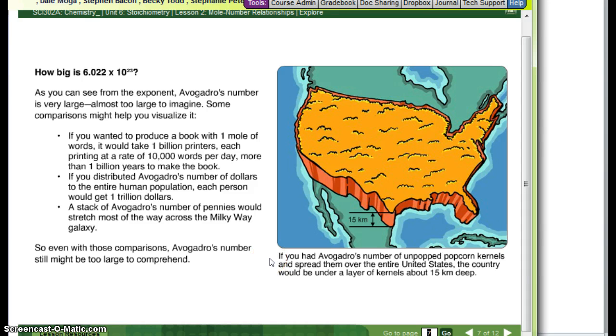If you had Avogadro's number of unpopped popcorn kernels and spread them over the entire United States, the country would be under a layer of kernels about 15 kilometers or about 10 miles deep. 10 miles of popcorn kernels. Okay, so this number is crazy, crazy huge. And then, okay, so we talked about how huge these are. Now remember, how big did we say if I had a mole of carbon atoms? So these crazy big numbers, but if I had a mole of atoms, it's only the size of a deck of cards. So that really is just like, whoa, mind-blowing how small atoms are and how big this number is.